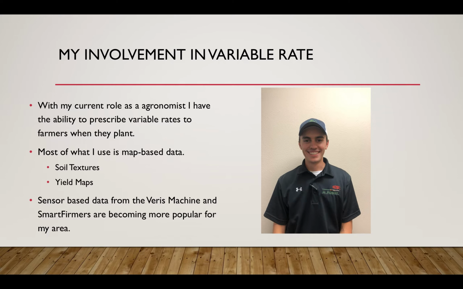We just go off yield maps, as well as some satellite imagery that I can base my stuff off of, based on foliar activity during the summertime. So the Veris machine and Smart Firmers, there are a few more showing up in my area, and we're utilizing that and seeing what maps we can get based off those, which is pretty interesting. It's just hard to get all that data. It takes a lot of time to get all that data and to analyze it in order to write a prescription based off that.